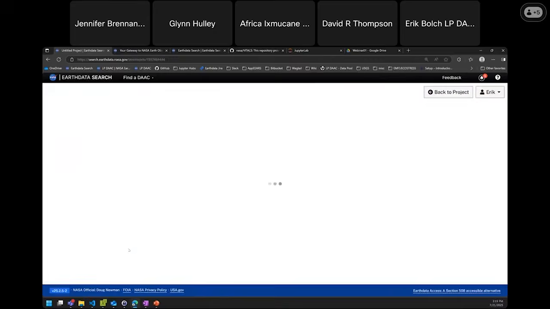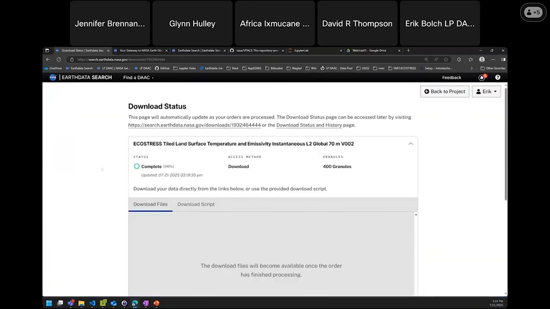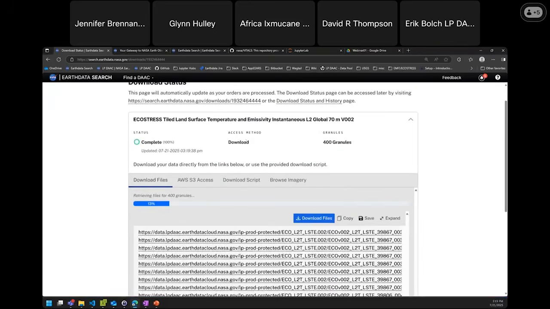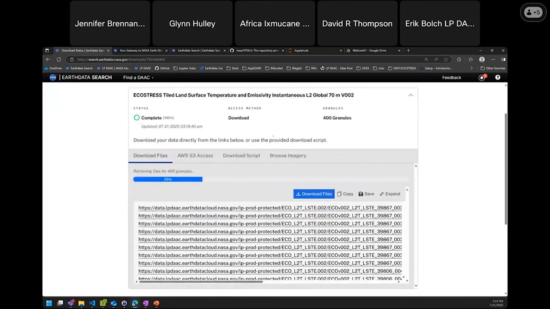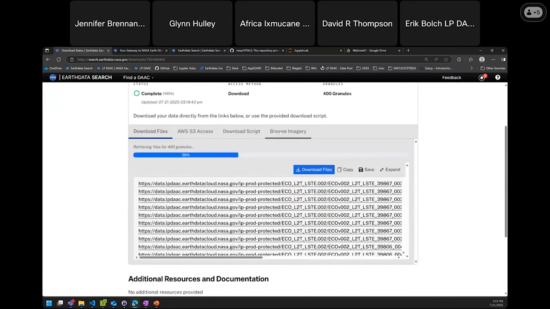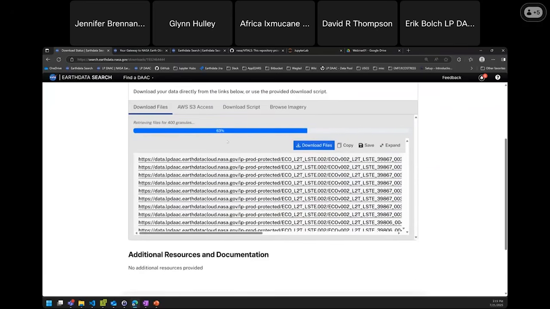But if we click download here, it brings us to another page with some options for how you can download or get the data. So here, it prepares a download where it'll send all of these to your browser. But if you're like me, you don't really want to send 400 files to the browser. You want to probably do something with this in Python or programmatically.